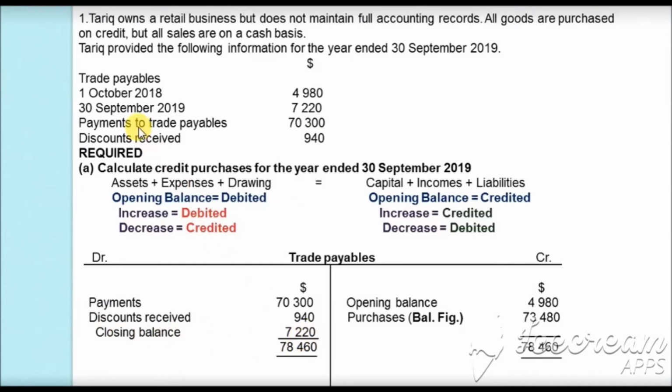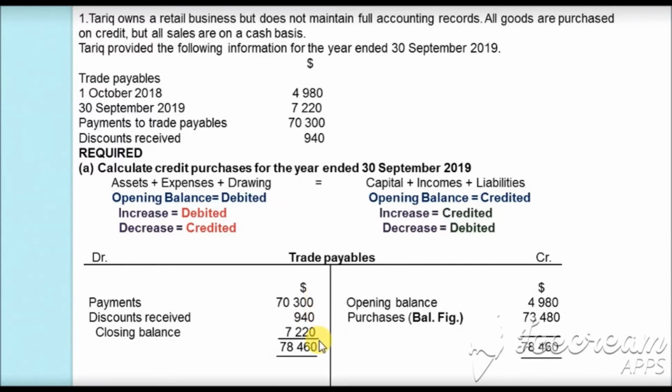$7,220. And then the payments to trade payable. Trade payable is a liability, and when you are paying the liability, naturally the liability will reduce or decrease. So decrease in liability should be debited, hence the payments are debited here as $70,300. And then next we have discount received. This is the discount which the suppliers have given us because we have paid on time, and this reduces your liability. So whenever there is a decrease in the liability of trade payable, it should be debited. Hence we have debited discount received as $940.